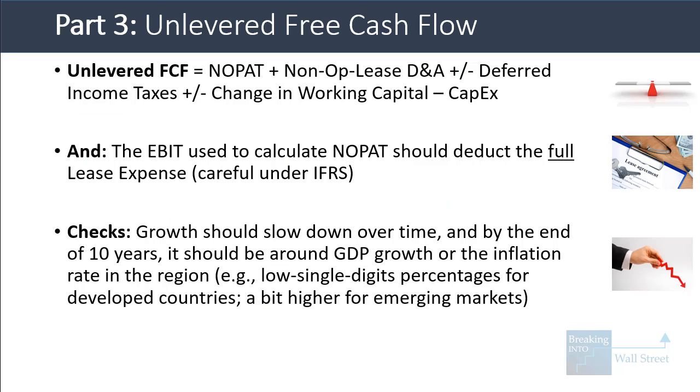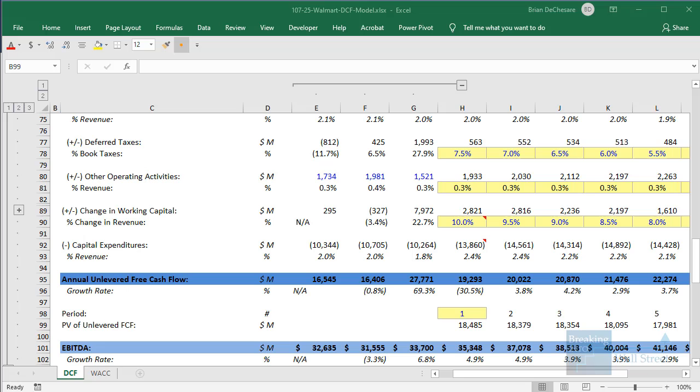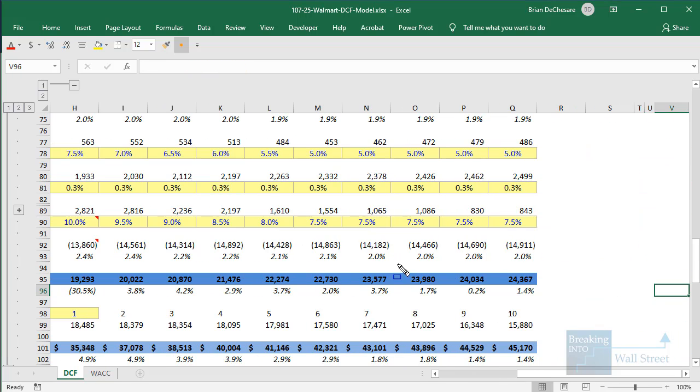Once you have this, you should check to make sure that the growth slows down over time. At the end of, say, a 10-year period, it should be around the GDP growth rate or the inflation rate in the region, which usually means low single-digit percentages. So here, for example, the growth rate slows down to around 1% to 2%, maybe slightly below 1% in some years. And so we'd say that is an acceptable outcome here.